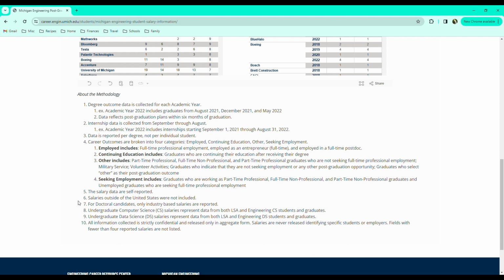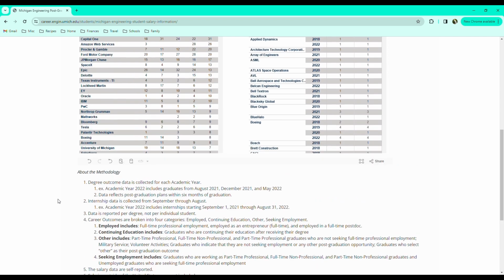Okay, and then also they mention here that they don't include data from outside the United States. That is an interesting little tidbit because some schools will let you know that they have some grads and some interns with jobs outside of the U.S., and some schools are actually helping students get interns and co-ops outside of the U.S. as a form of study abroad, but you're working instead. So it looks like Michigan either doesn't have that or doesn't talk about it.